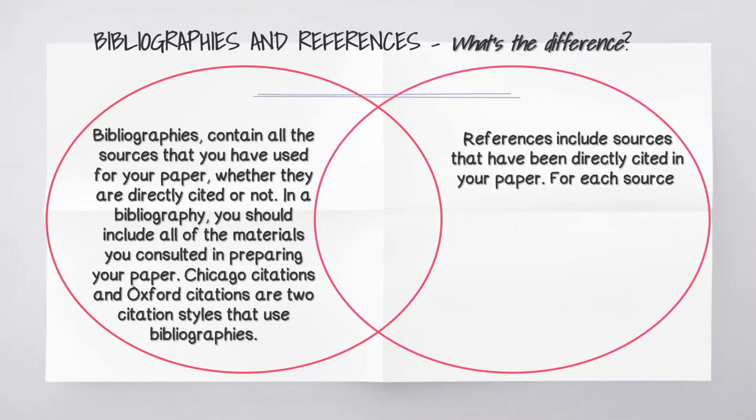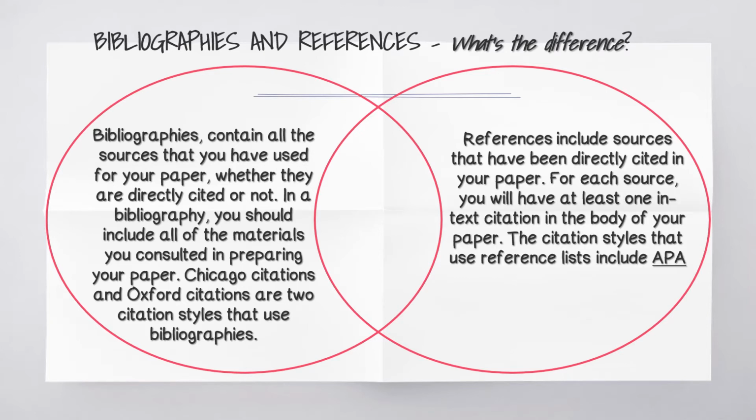On the other hand, references include sources that have been directly cited in your paper. For each source, you will have at least one in-text citation in the body of your paper. The citation styles that use reference lists include APA citations, AMA citations, and MLA citations. But today, APA format is commonly used by scholars and students. So this is how bibliographies and references differ from each other.